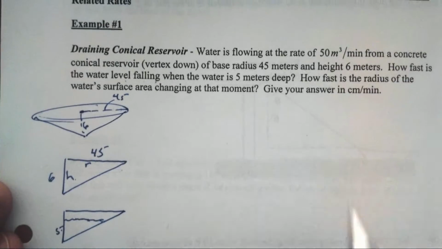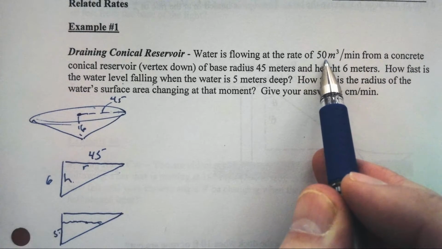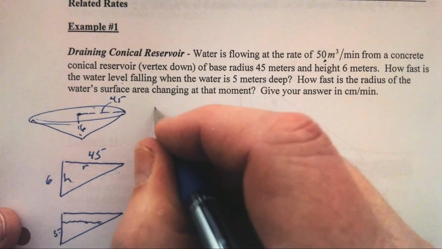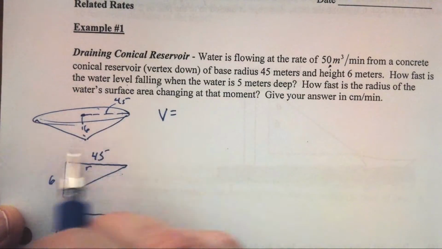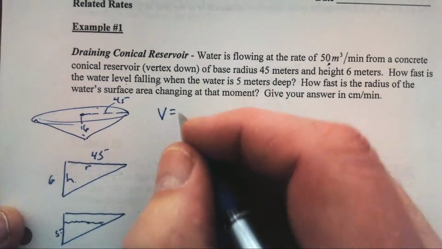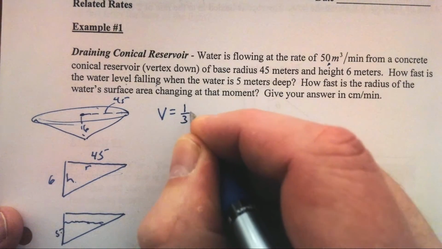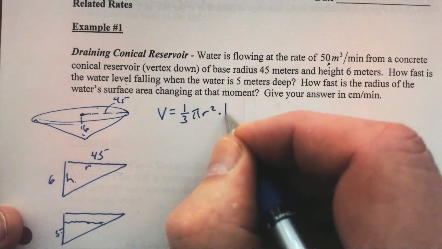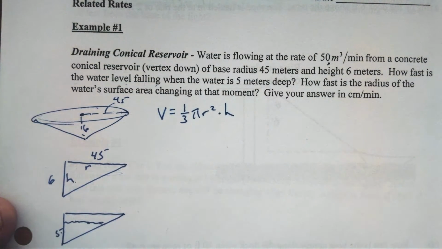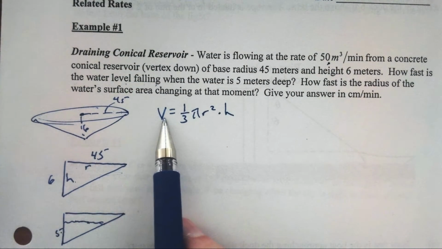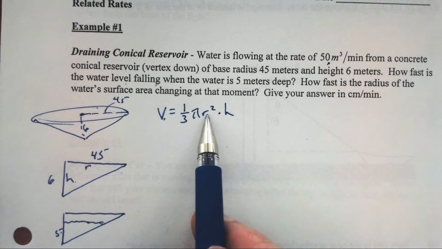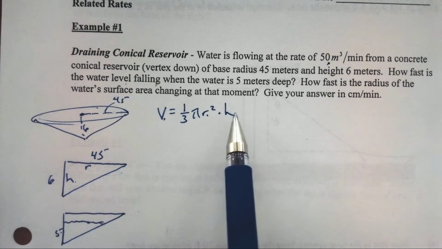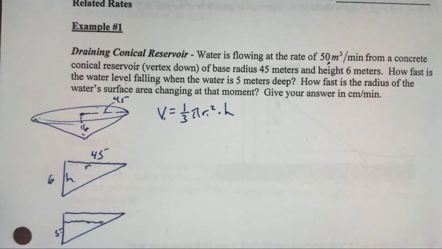Since they are giving me a volume rate, I'm probably going to be finding a dV/dt, so I want to talk about the volume as well. The volume of our cone, and this is based on where the water is, not the entire cone. The volume formula for a cone is 1/3 pi r squared times h. If I take the derivative of this, I'm going to get a dV/dt, which is wonderful, that's the 50. I'm going to get a dr/dt along the way, great, and a dh/dt, great, but I don't want to have too many variables.